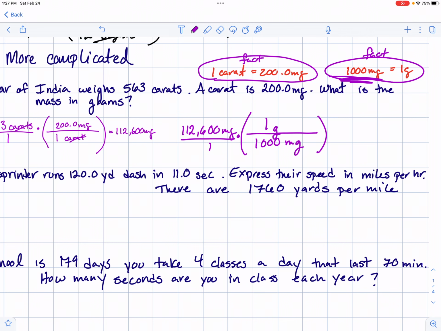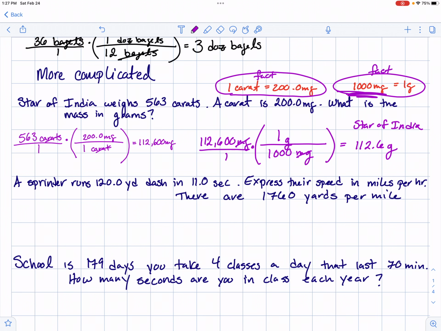I'll go ahead and then do my math. So milligrams will cancel. It's going to be this number times 1 and then technically divided by 1,000. So I'll go ahead and plug that in and I get 112.6 grams. And so now I can say that the Star of India weighs 112.6 grams.